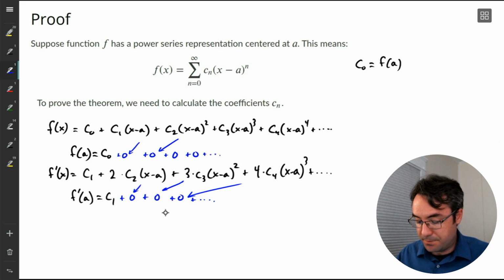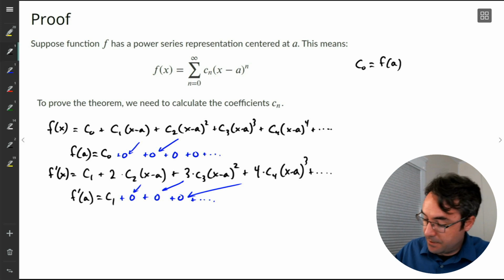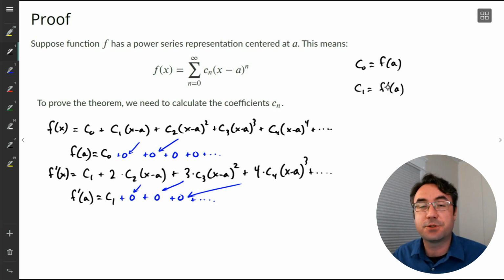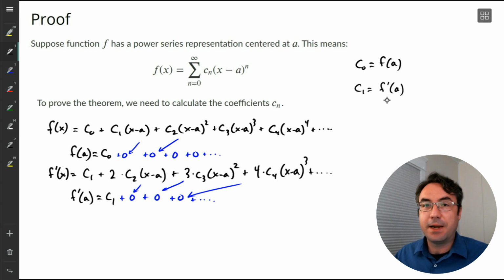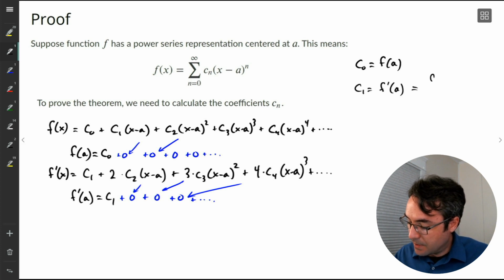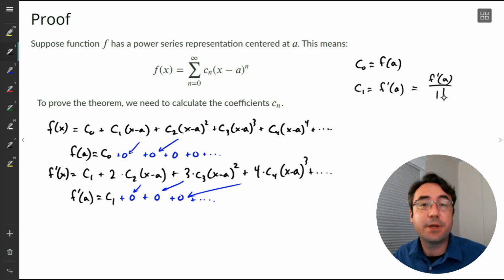So if we put in what we're finding here, we're finding that c1 is equal to f prime evaluated at a, the first derivative evaluated at a. And if we wanted to really be specific, we could think of it as f prime evaluated at a divided by 1 factorial, because 1 factorial is just 1.